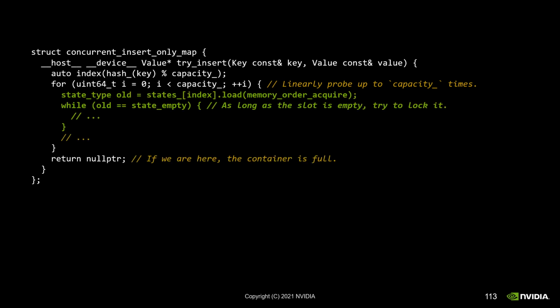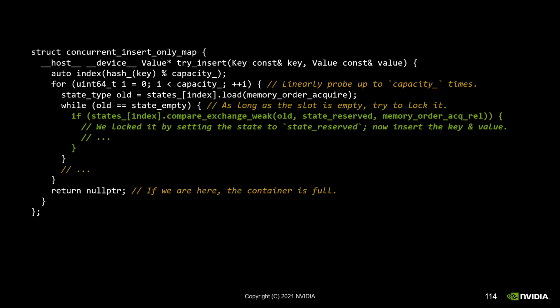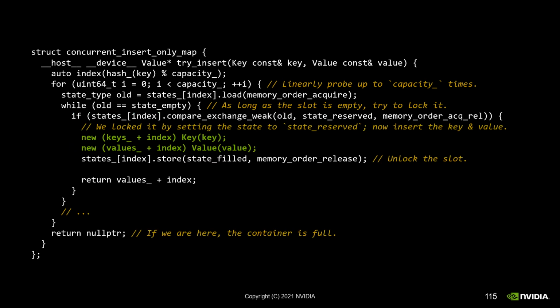Let's look inside that probing loop now. The first thing we do is atomically load the state of the slot that we're probing. If that state is empty, then we're going to try and lock the slot for ourselves. To lock a slot, we need to set its state from empty to reserved. We try to do this with a compare and exchange, a CAS. We use acquire release semantics here. If someone else has succeeded in inserting in the slot, we want to make sure that we see the key and value that they wrote before they updated the state. If our CAS succeeds, then we've set the state to reserved and have acquired the lock. In that case, our insertion will succeed.